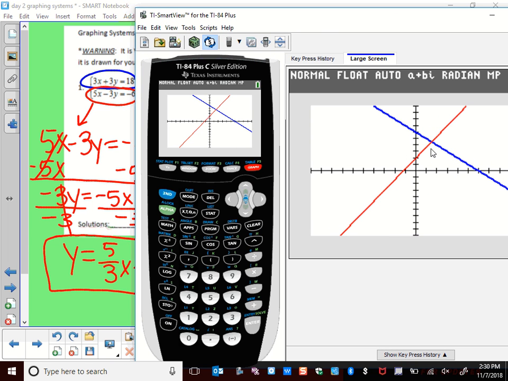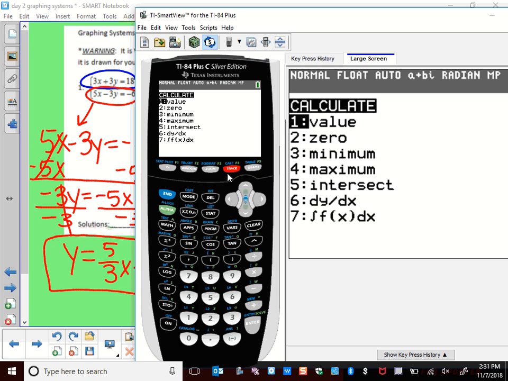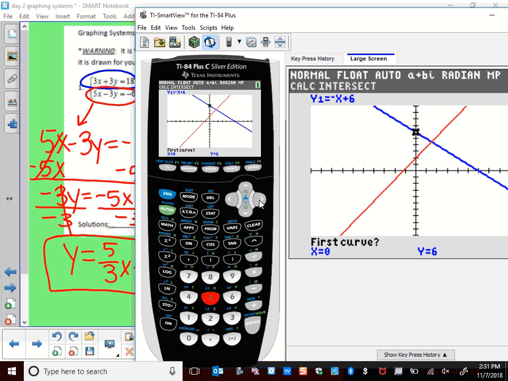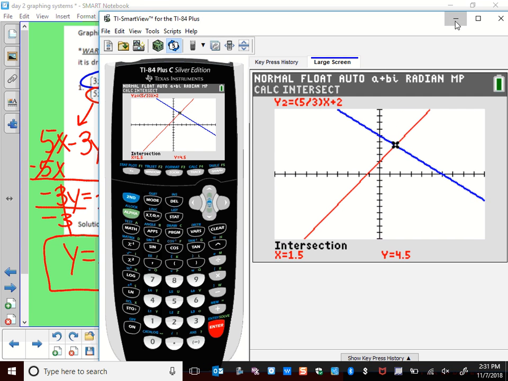All right, so here's how we can find an intersection. If you solve for y, you can always do this. You hit second trace. Ronaldo, second trace. Which one of these do I need? I need intersect, number 5. All you have to do for intersect is put your point where you think it may cross and hit enter 3 times. 1.5, 4.5. That's what I thought, but I wasn't sure, so we were able to double check.